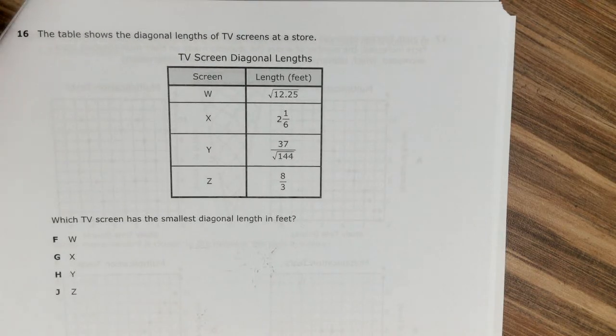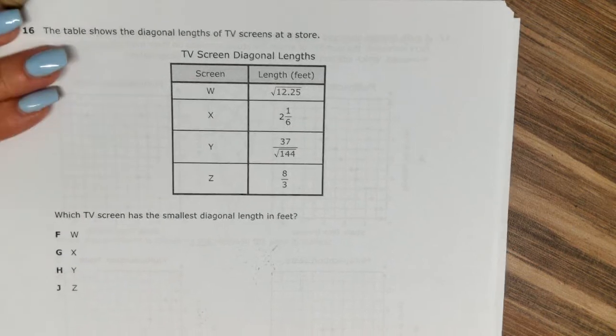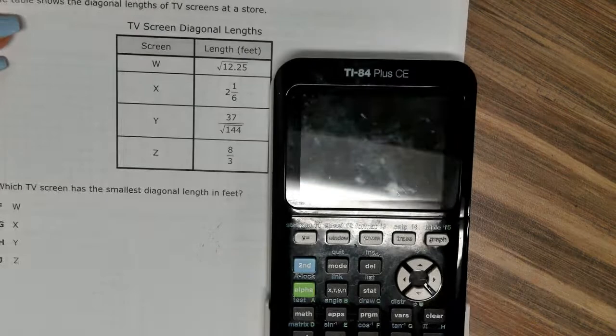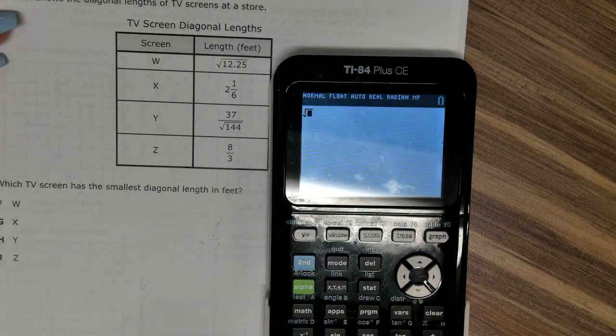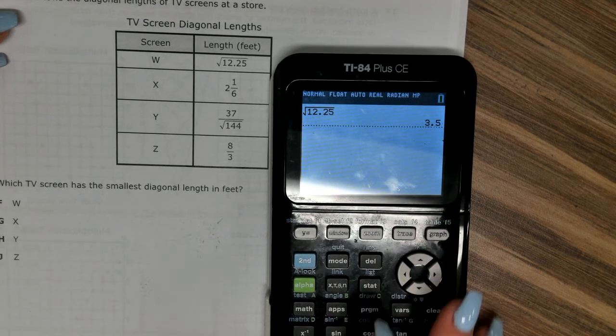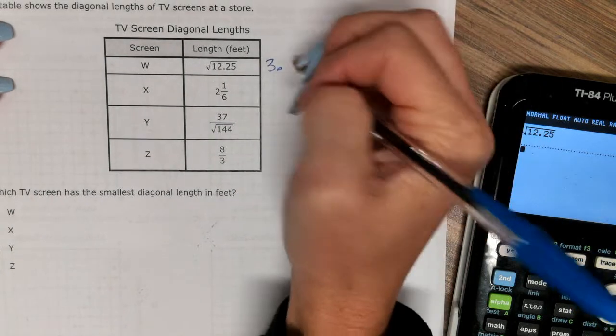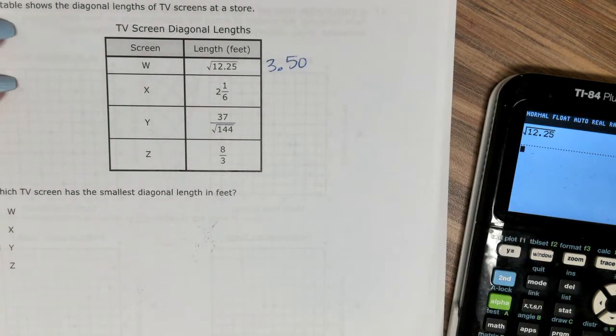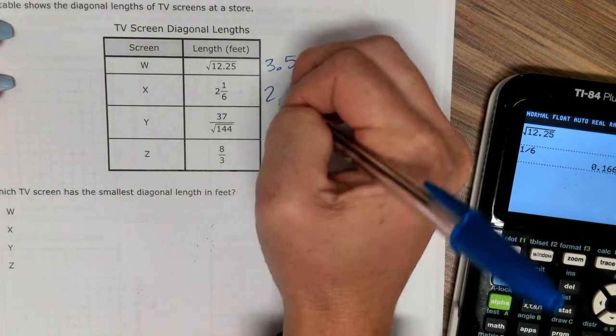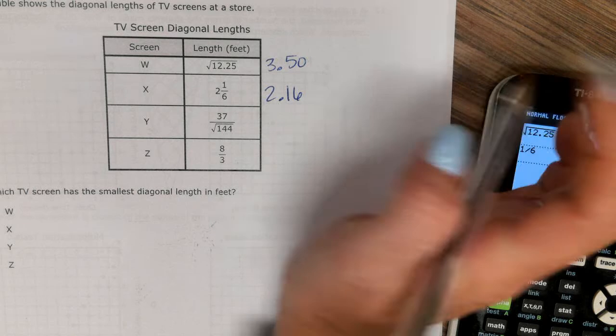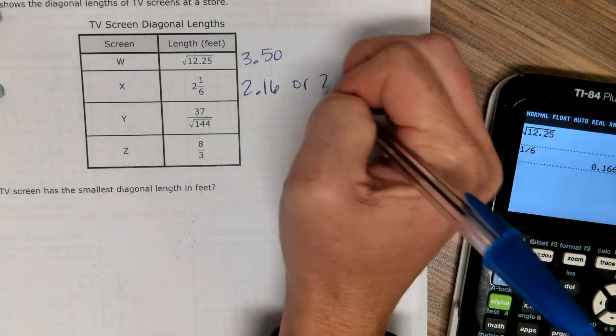Number 16. Ooh, number 16 was easy. It was a 3rd grade question. But first you had to change them all to what? Decimals. All right, so here we go. The square root of 12.25 was $3 and? Not 5. $3.50. Remember, we like to keep it money. 2 and 1/6 is $2.16 or 17 cents, whichever one you chose to put.